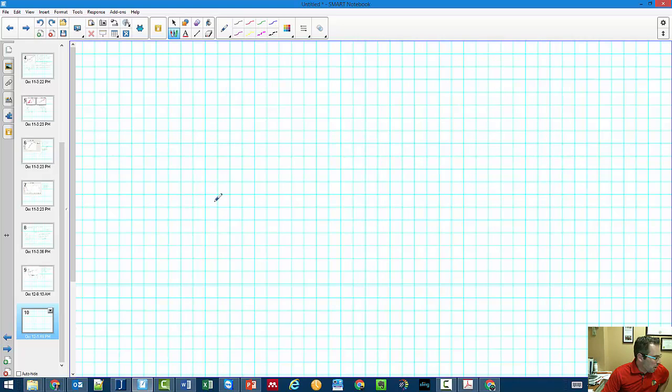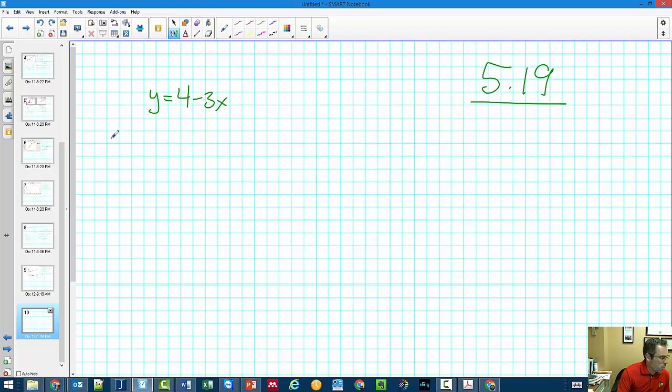The next one is y equals 4 minus 3x. I'll put the number up here just in case people are looking for it in the YouTube video. So this is 5.19, and it asks us what the slope of this line is. Even though a lot of times in algebra we thought of it differently, slope is not just the first number, it's positional. It's the coefficient of x, so it's the number in front of x.